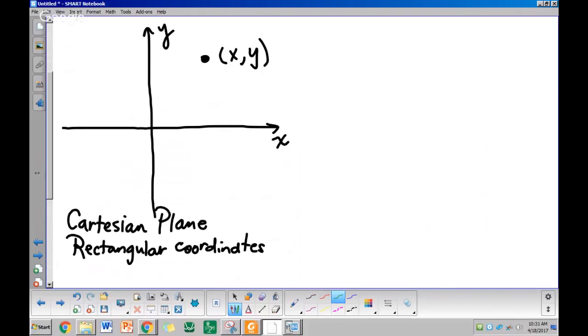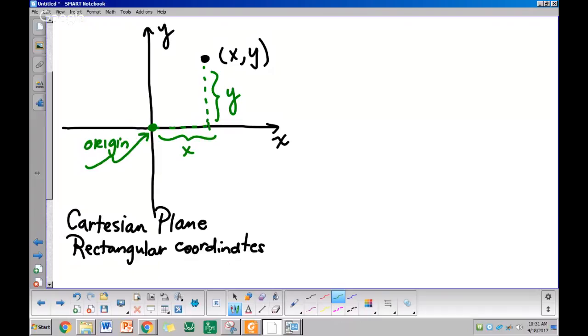How would I describe how to get to this point, X, Y? I would start at this place called the origin. Then I would say we're going to go X amount in the, let's say, east, and then we're going to go north Y. That's how I would give somebody directions to get to that point.